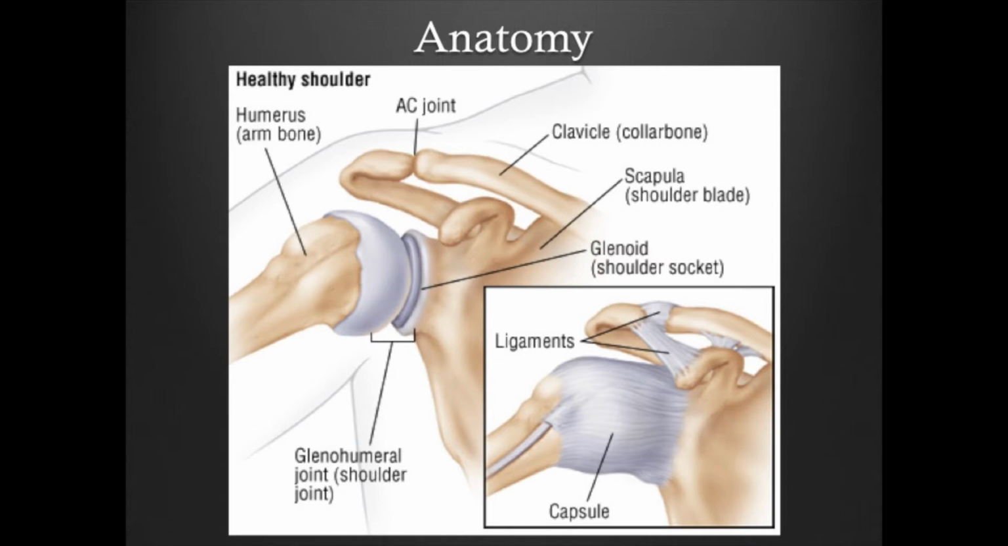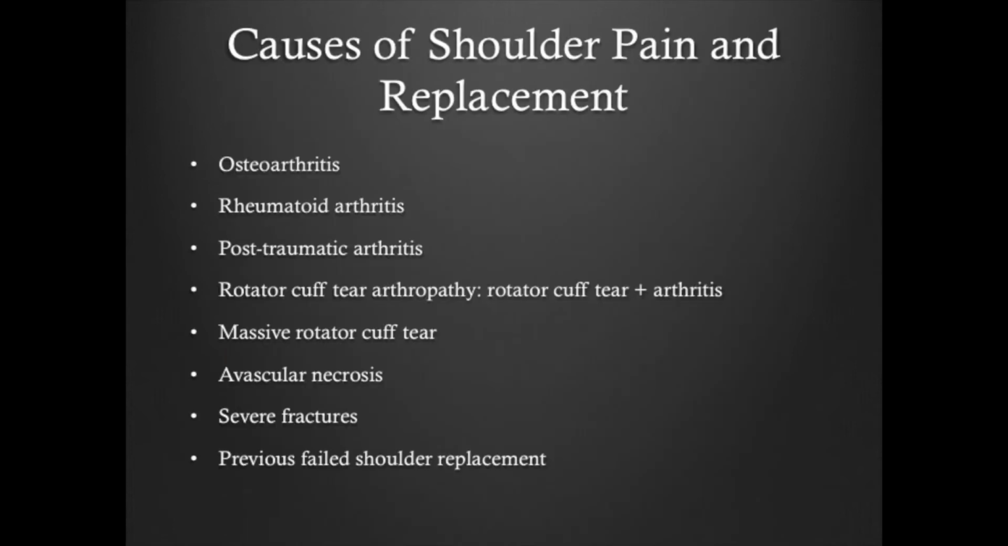Finally, the anatomy of the shoulder joint is complex. There is a complex interplay of static stabilizing forces and dynamic muscular forces. The interplay of this anatomy is what determines whether or not a patient gets a standard shoulder replacement or a reverse shoulder replacement.